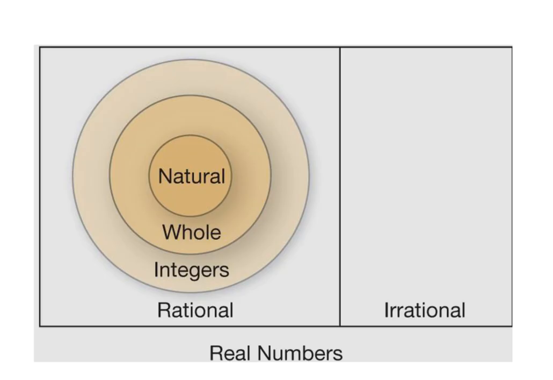And so if I were to give examples of these, your natural would be 1, 2, 3, and so on. Whole includes that 0. An example of an integer would be a negative number. An example of a rational would be a fraction. And an example of an irrational would be a radical that does not have a perfect root or the very familiar pi.